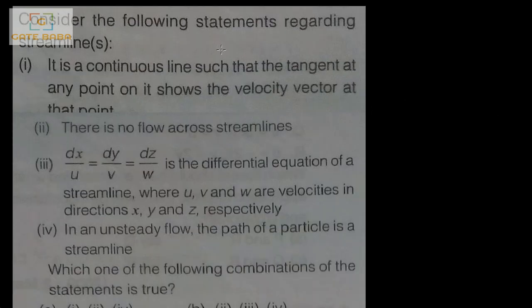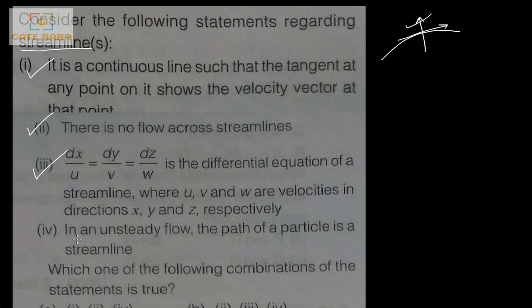Okay, and the next question is, consider the following statements regarding the streamlines. We know very well about the streamlines. It is a continuous line such that the tangent at any point on it shows the velocity vector at that point. Absolutely correct. If you draw a tangent at any point, that will give you the velocity vector. There is no flow across the streamlines. Yes, the flow is only along the streamline, not across the streamline. This is also a discussed thing. It is correct. And the equation of streamline is this thing.